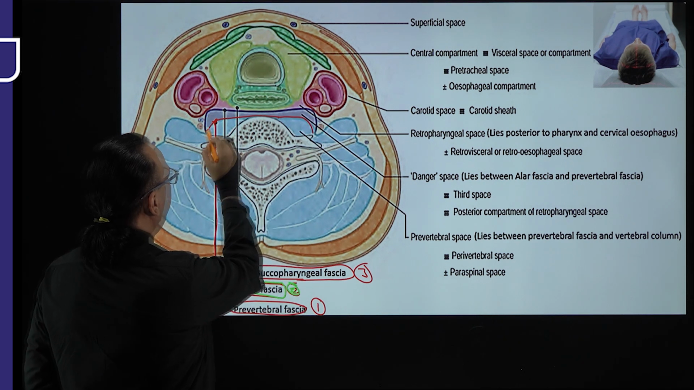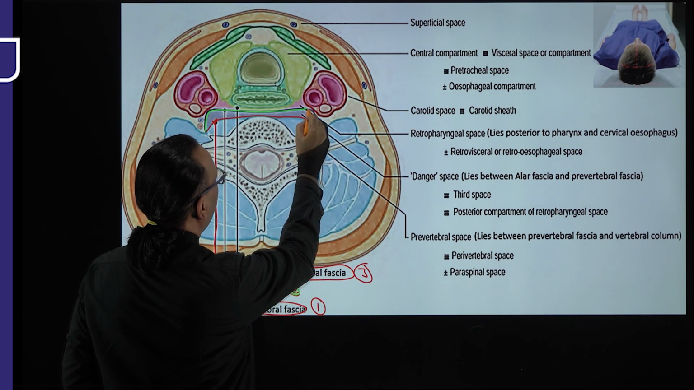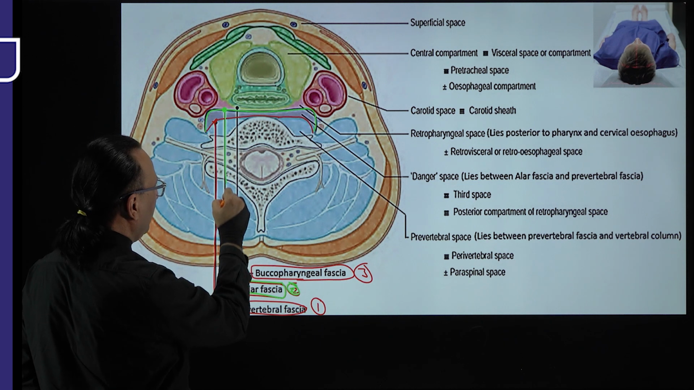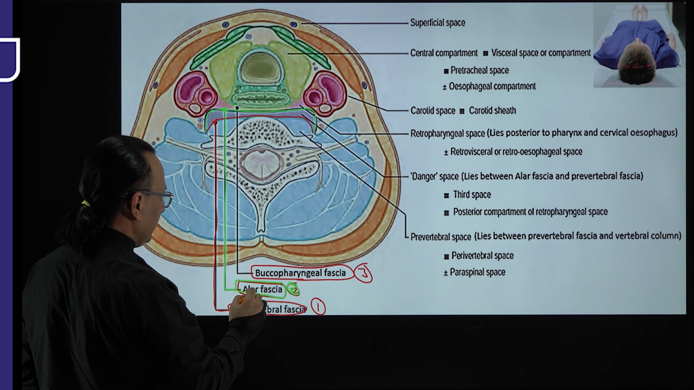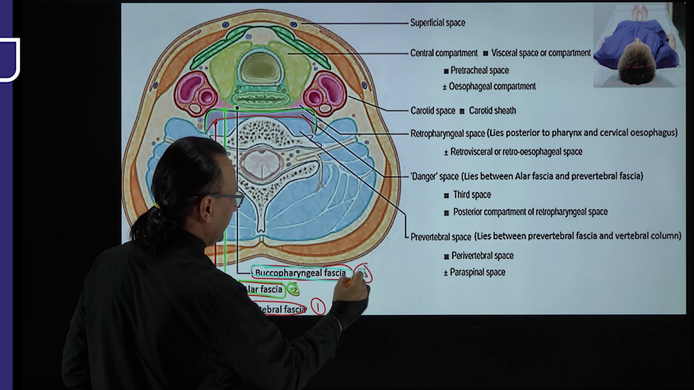Prevertebral fascia splitting and giving one anterior layer. This anterior layer here is the LR fascia. So this is the marking for the LR fascia. And if you go still anterior, it is the buccopharyngeal fascia, fascia number 3.